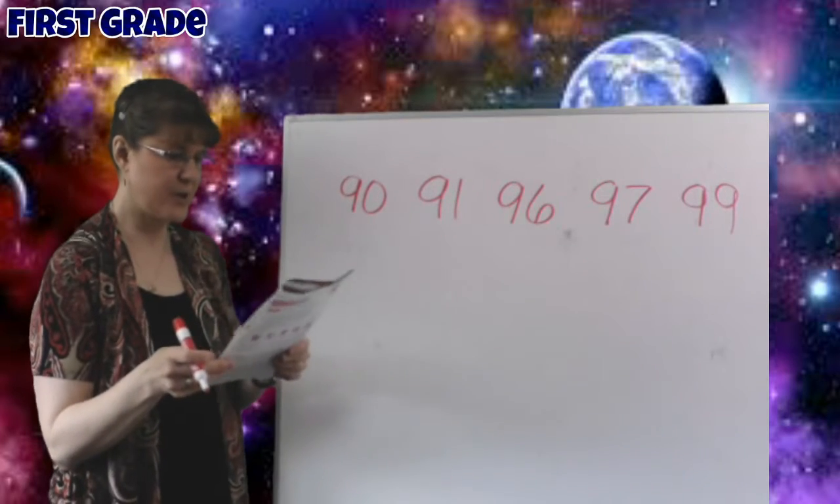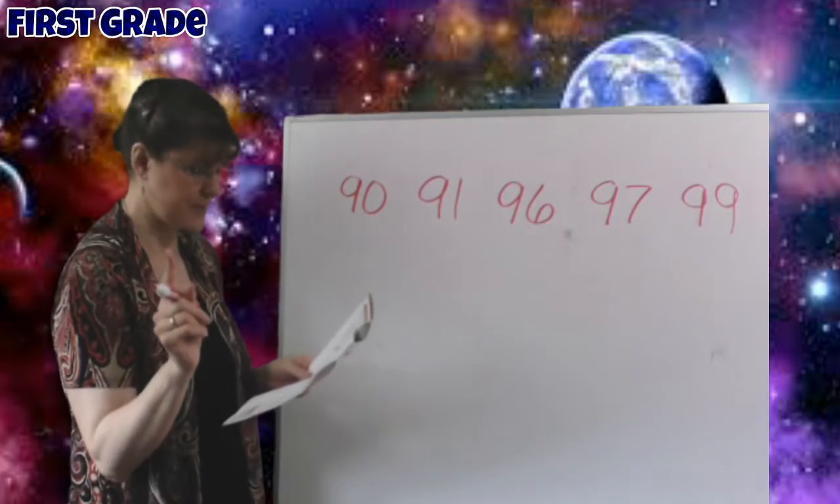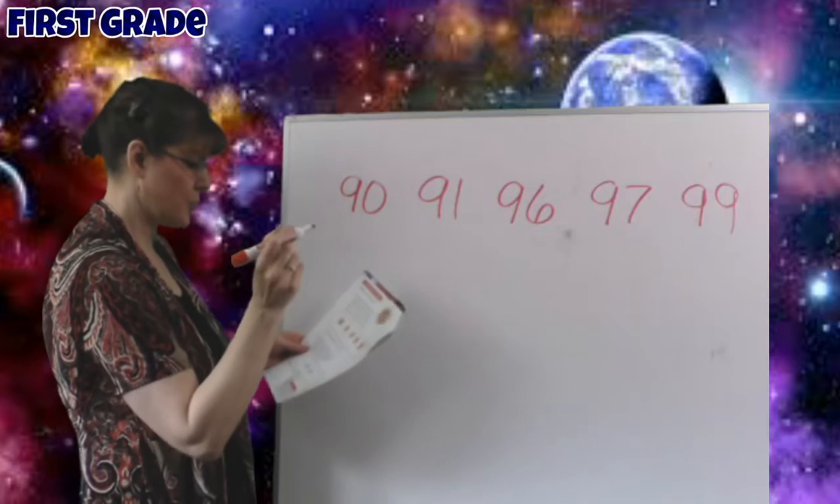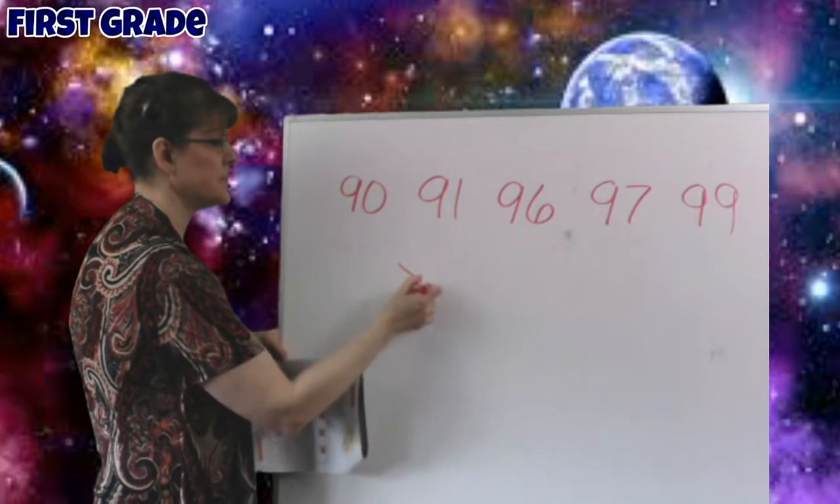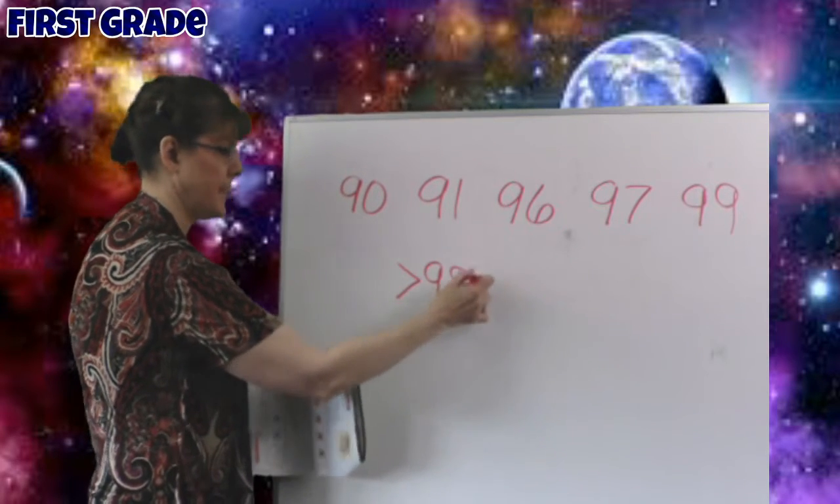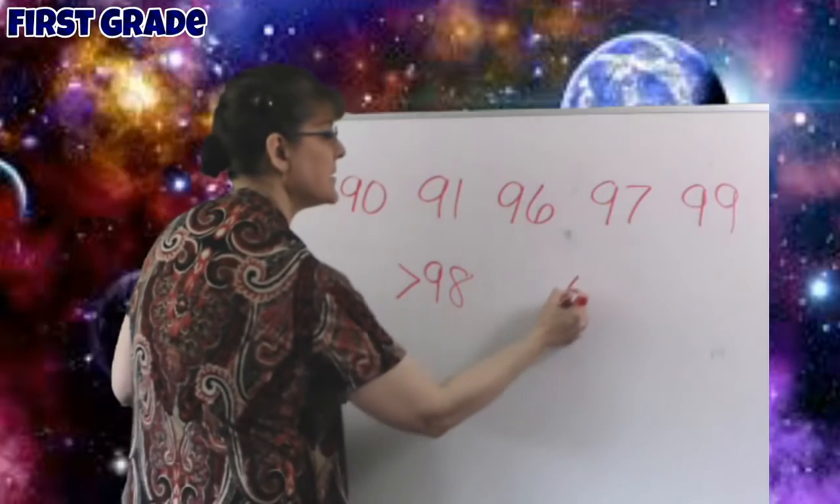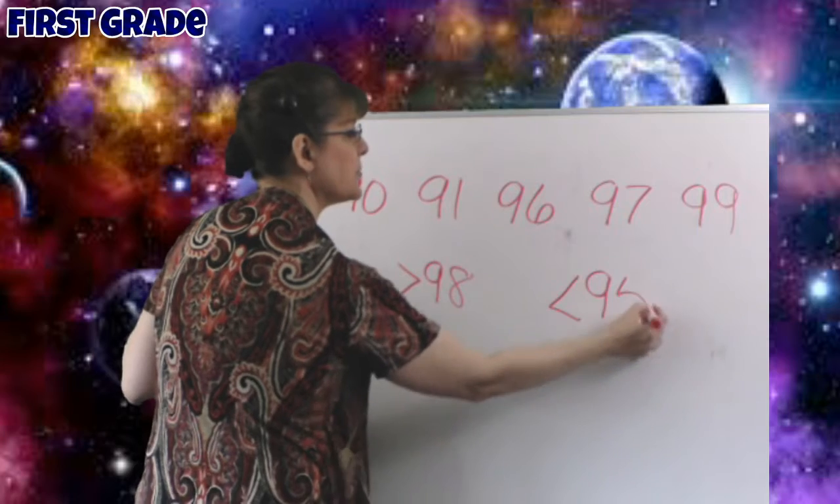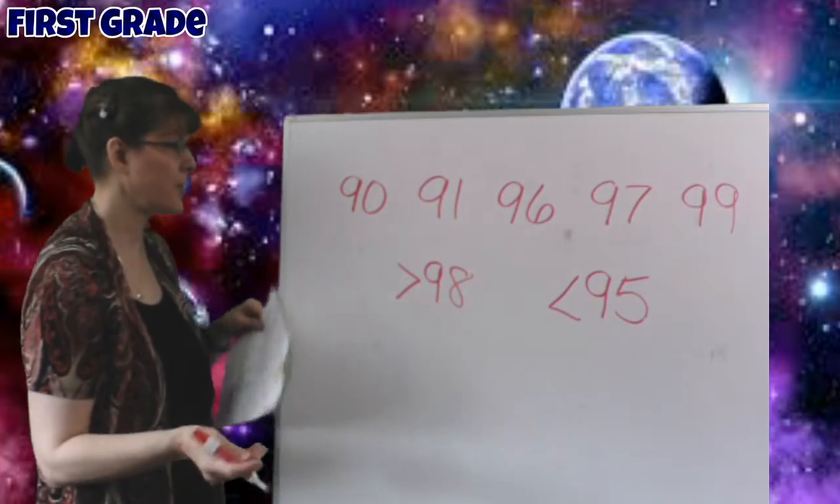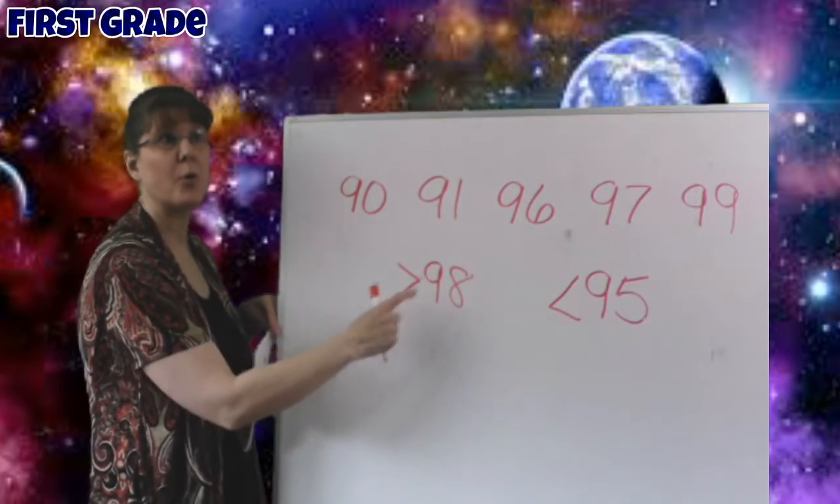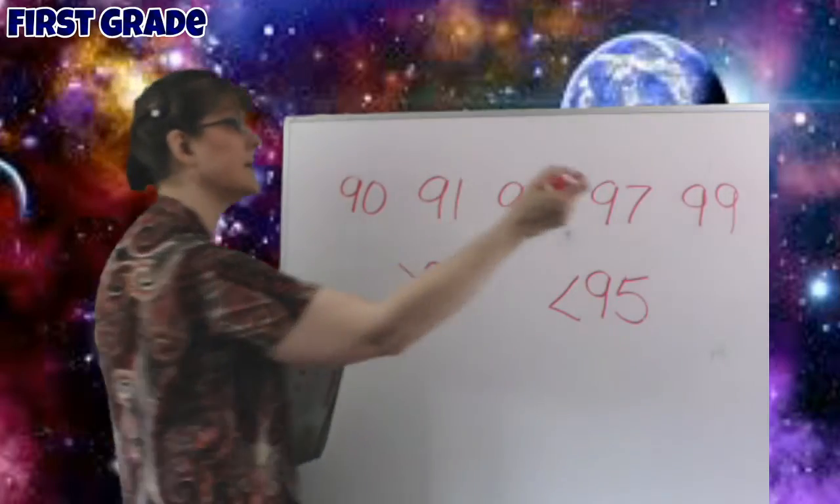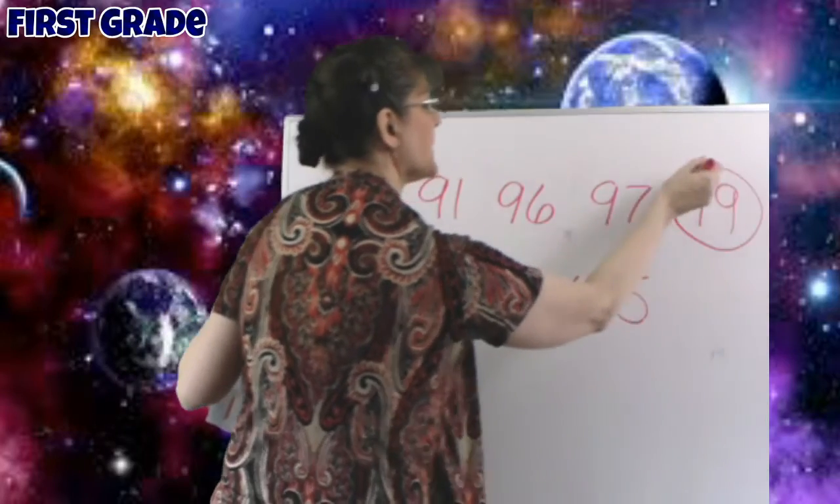Let's listen to this story about Carol. Carol has these number cards. She keeps, instead of getting rid of this time, we're going to keep numbers greater than 98. What is greater than 98? And we're going to keep numbers that are less than 95. We're going to circle and keep those for Carol. So what is more or greater than 98? 99 is greater than 98.